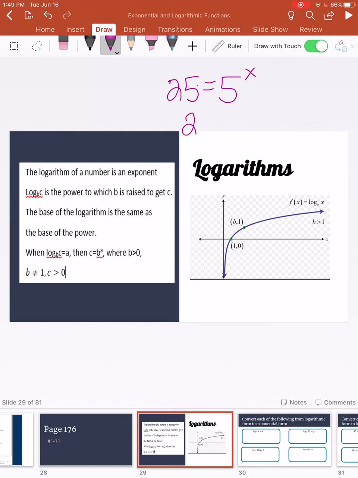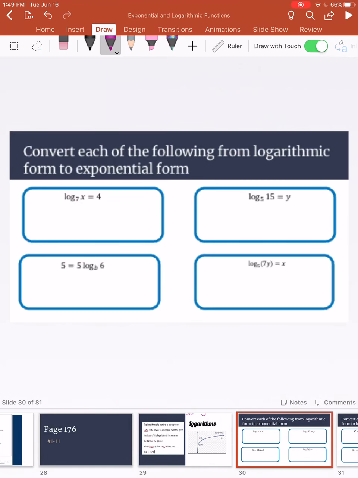But what about if you had an equation like this? Then you wouldn't really be able to figure out the exact value of x. So you'd actually have to use a logarithm. So logarithms are used to help us find exponents. So it helps us solve for an exponent.